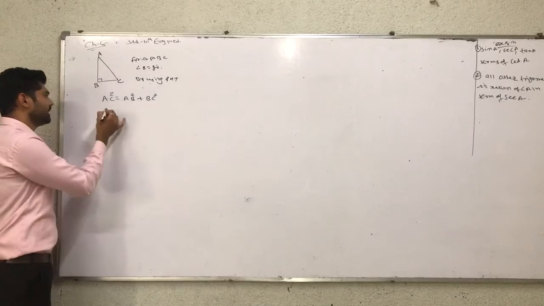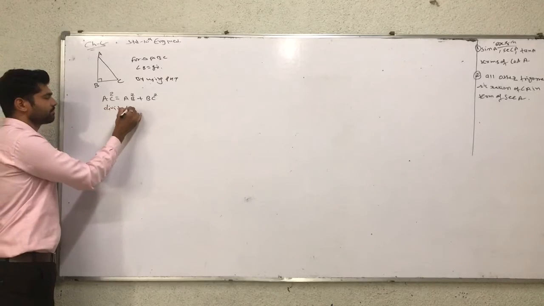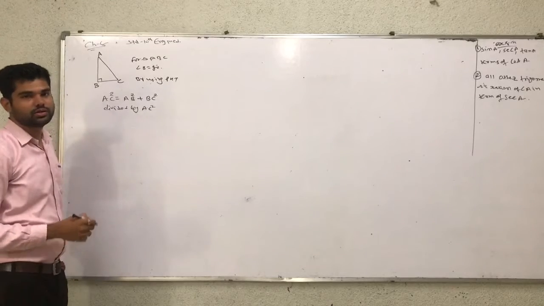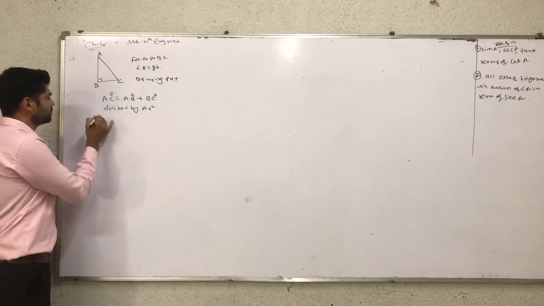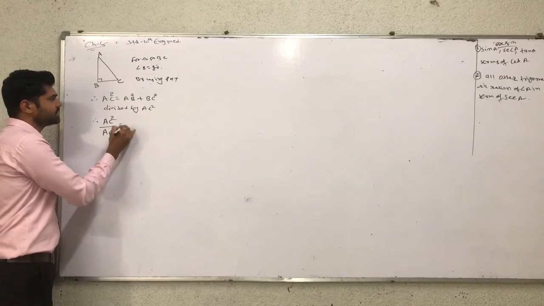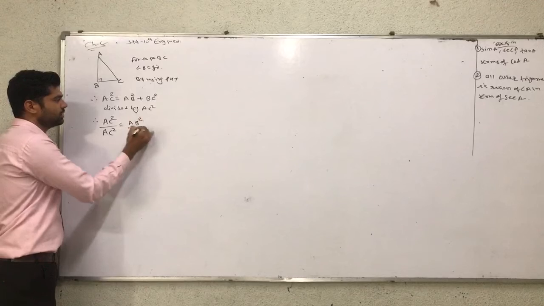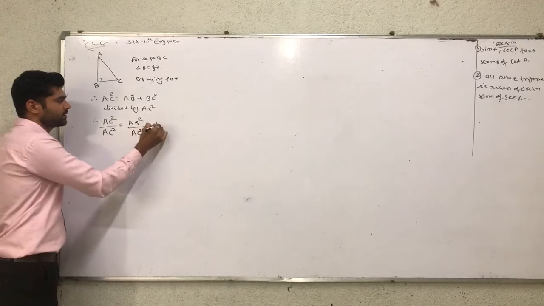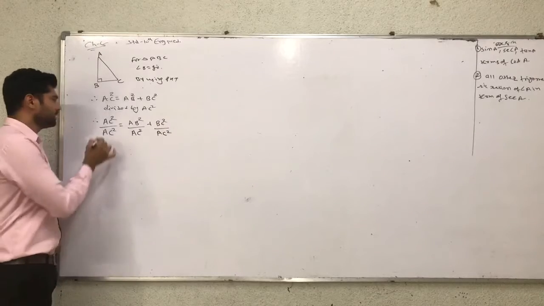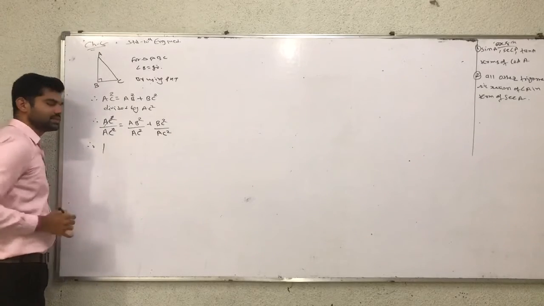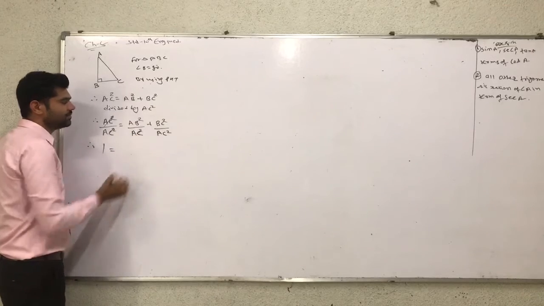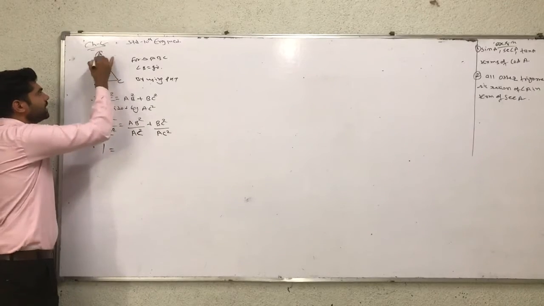Applying the Pythagoras theorem, we get this equation. Now divide by AC square on both sides. So AC square divided by AC square is equal to AB square divided by AC square plus BC square divided by AC square. Now AC cancels, so the answer is 1. 1 is equal to, now AB divided by AC for angle A.